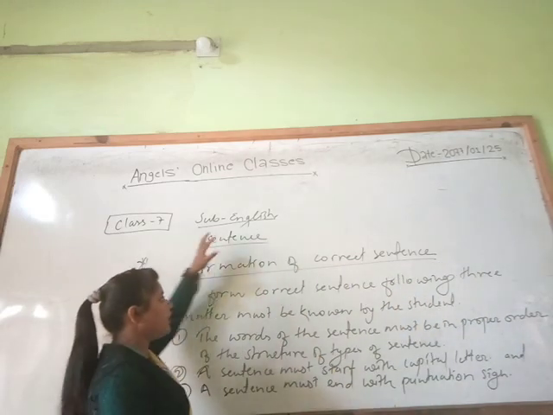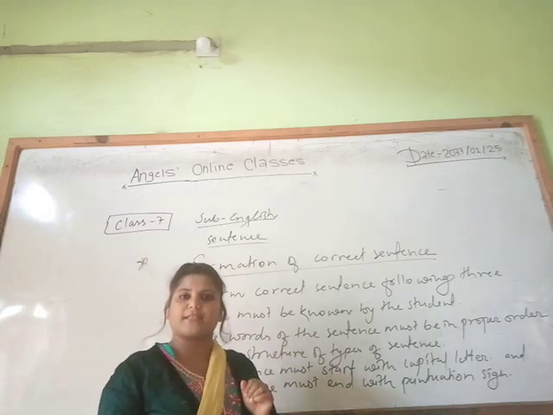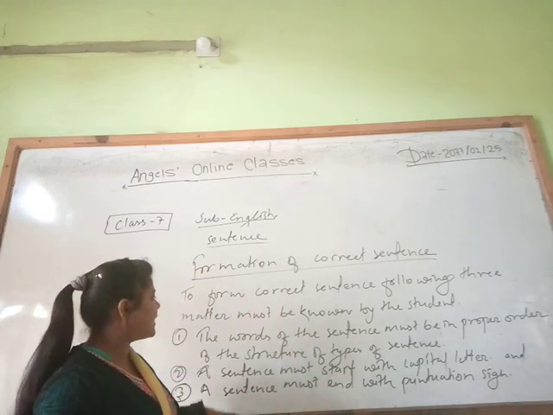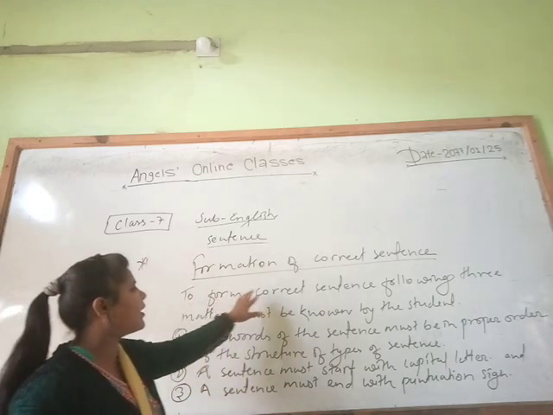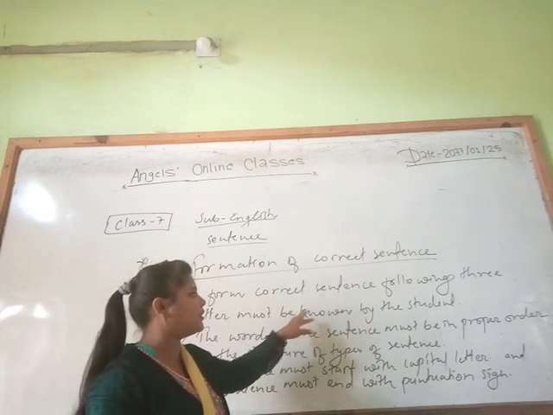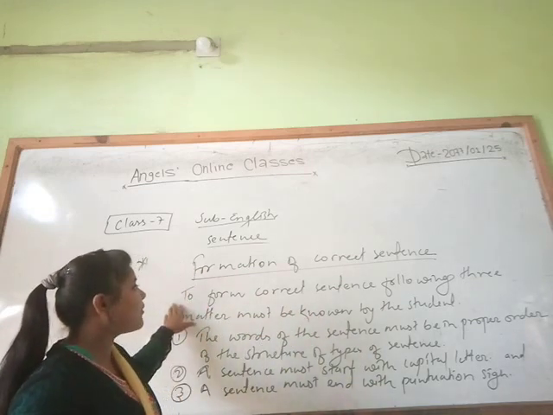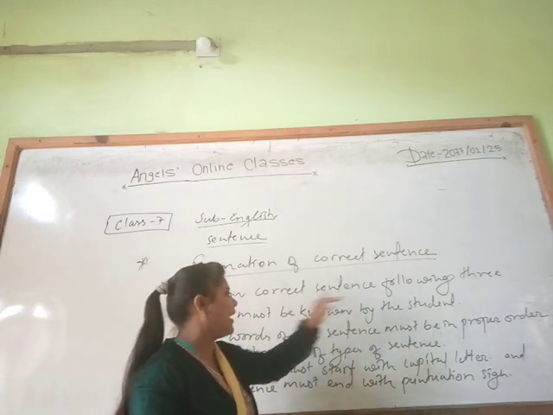Okay, here we are going to learn the formation of correct sentence. How to form correct sentence? To form the correct sentence, these three rules must be known. Here I have written, to form correct sentence, following three matters must be known by the students. Or to form correct sentence, following three rules must be known by the students.